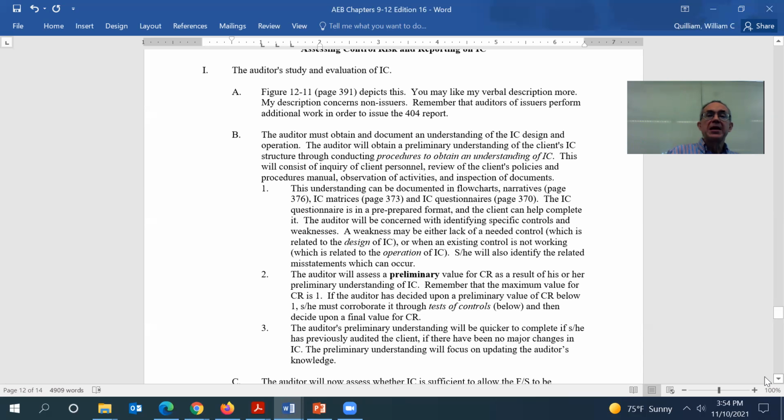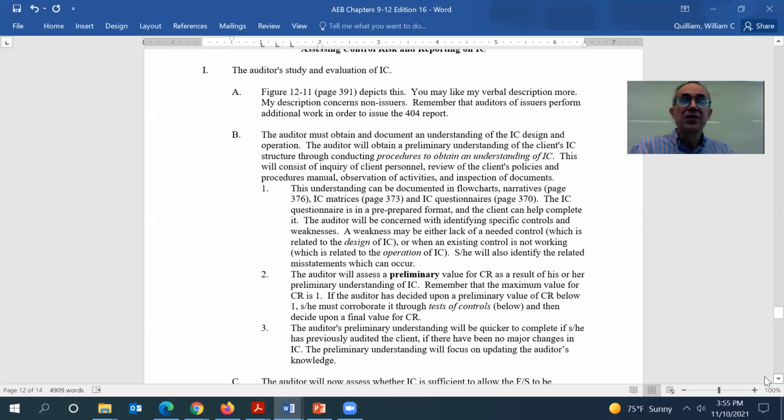Well, the auditor is going to be concerned with identifying specific controls and weaknesses. And once again, weakness may either be a lack of any control, which is related to the design of internal control. So there's a design shortcoming, or when existing control is not working, which is related to the operation of internal control. That's when those employees are trained passwords.